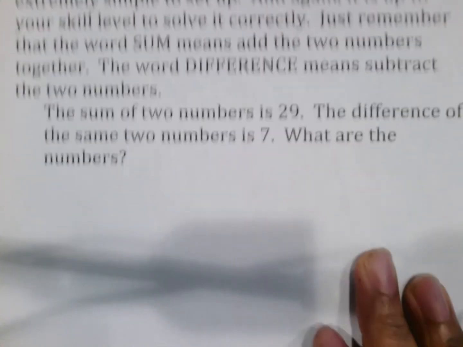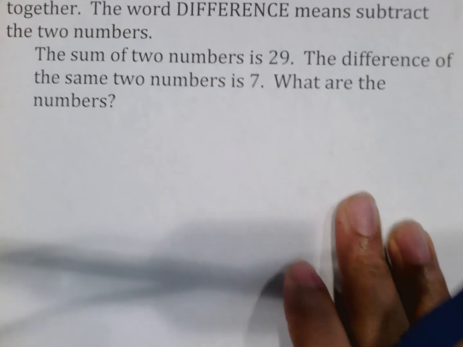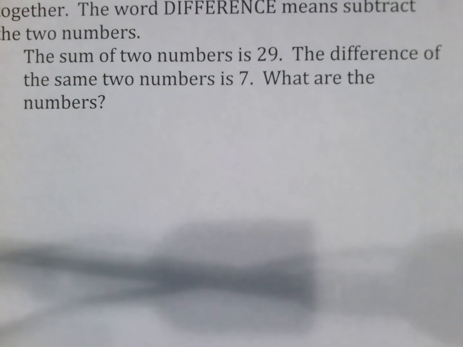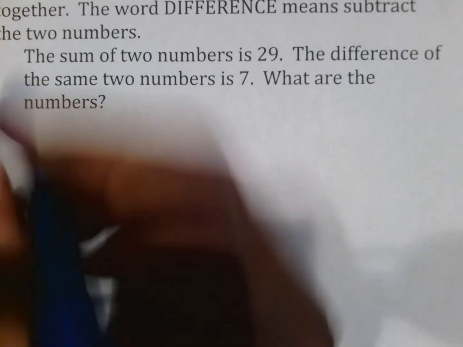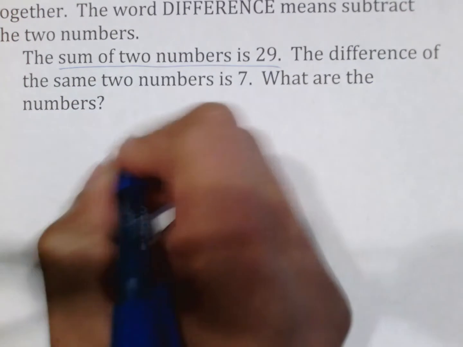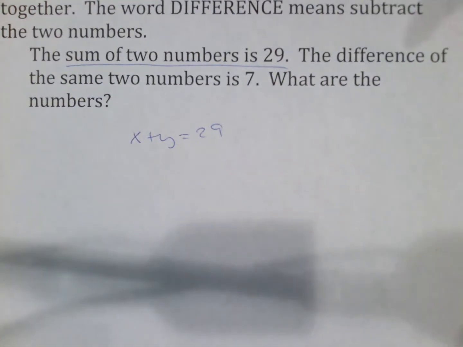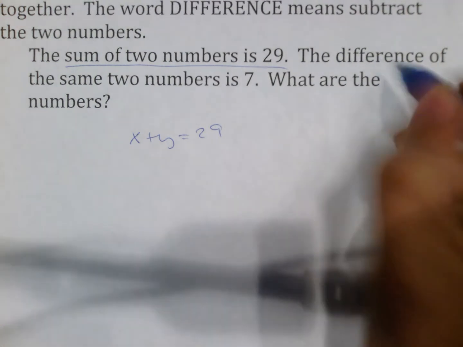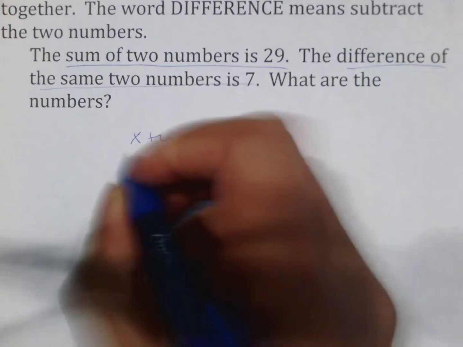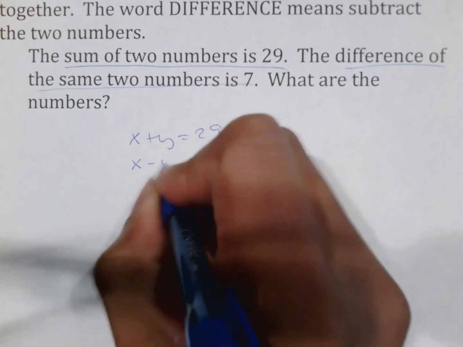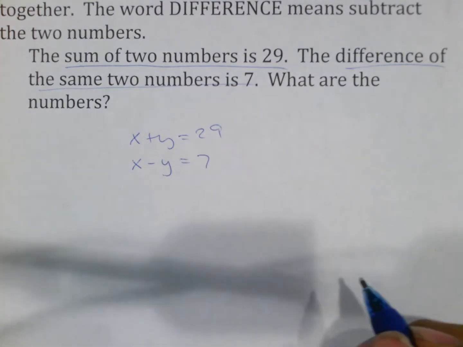So in a word game, as I like to call them, you'll see something like: the sum of two numbers is 29. The difference of the same two numbers is 7. What are the numbers? Well, if the sum of two numbers is 29, that means x plus y is equal to 29. Then it says the difference of the same two numbers is 7. That means x minus y is equal to 7.